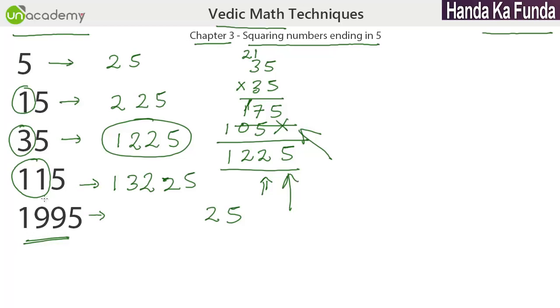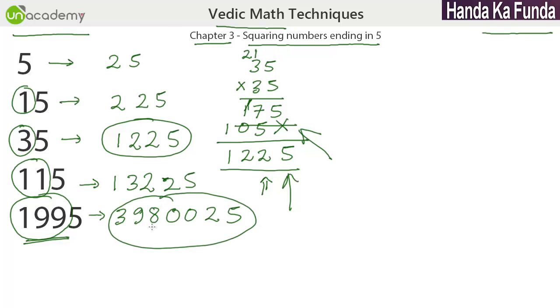So what will happen here? 199 into the next number, 200. What is 199 into 200? 199 into 2 is 398. And since it is 200, it will be 39800. And that's it. That is your answer. 1995 whole square is 3980025. See how quickly we were able to calculate it. And that is the idea, guys.